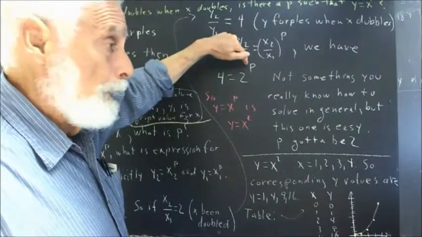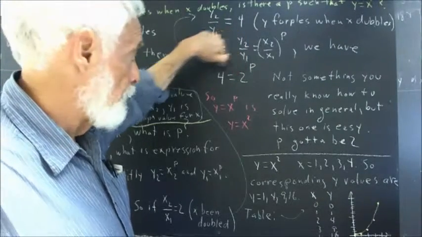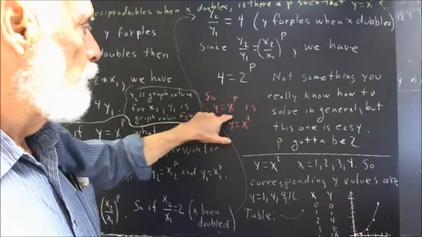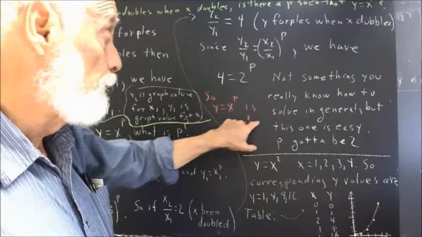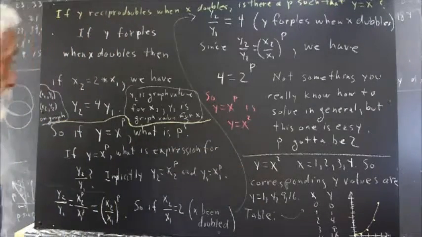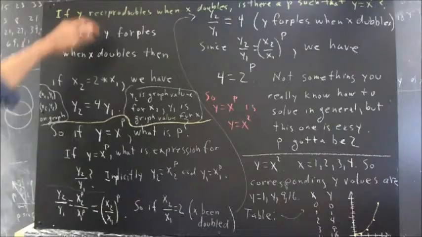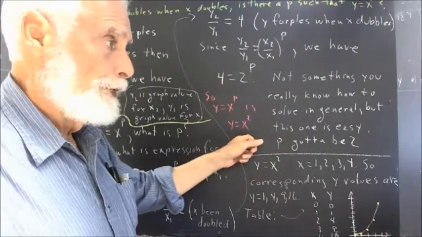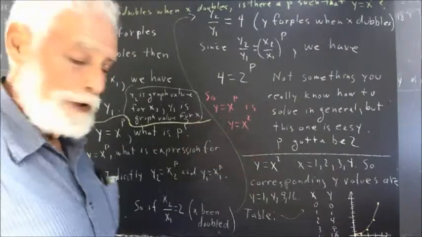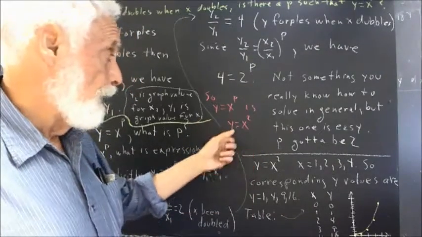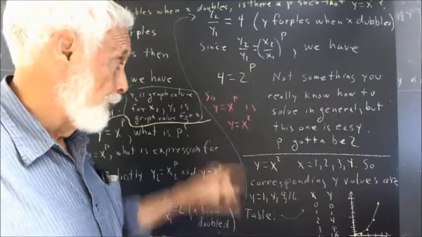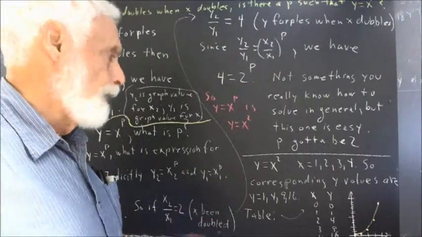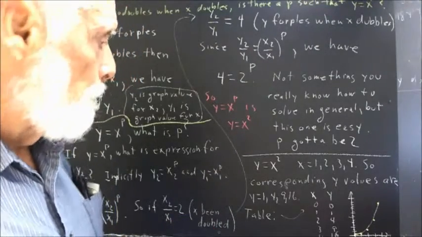It's obvious that the power is 2, because 2 raised to the second power is 4. Okay? And from that, it follows that y equals x to the p is y equals x squared. Okay? So now, if y quadruples when x doubles, you know you have an equation like y equals x squared. Now, that equation can be relabeled. And in general, you're going to get y equals some number times x squared. But the basic idea is that's something that's like a y equals x squared graph.